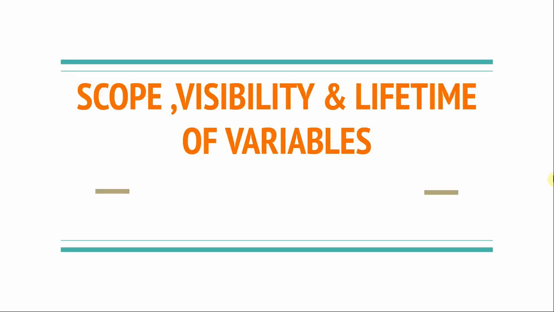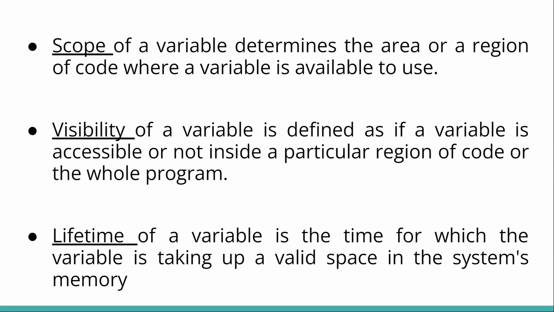Let us have a look at some of the important definitions related to scope, visibility, and lifetime of variables. So scope of a variable determines the area or a region of the code where a variable is available to use. So just now as we saw that if the variable is declared inside main function, it can be used only up to that main function. Whereas if something is declared above the main function, it becomes a global variable.